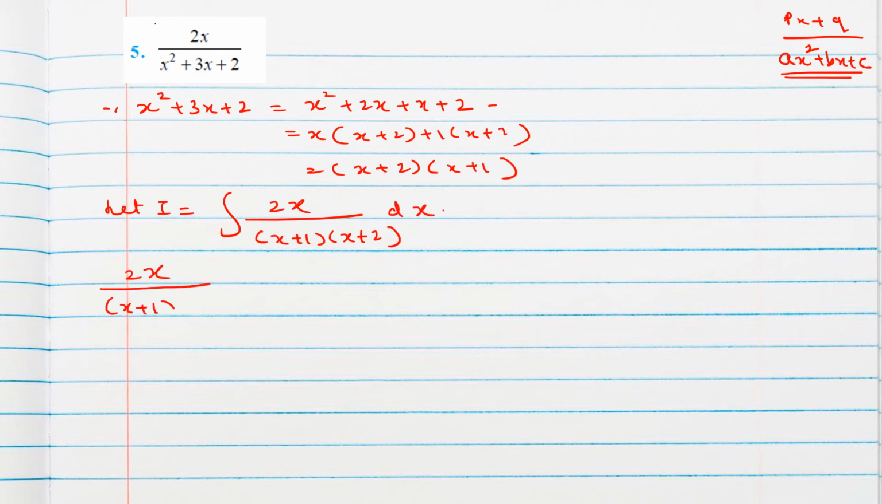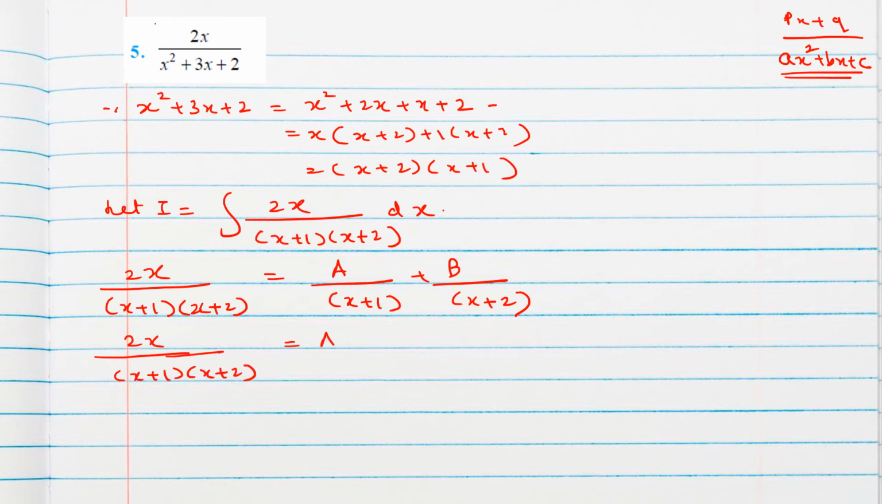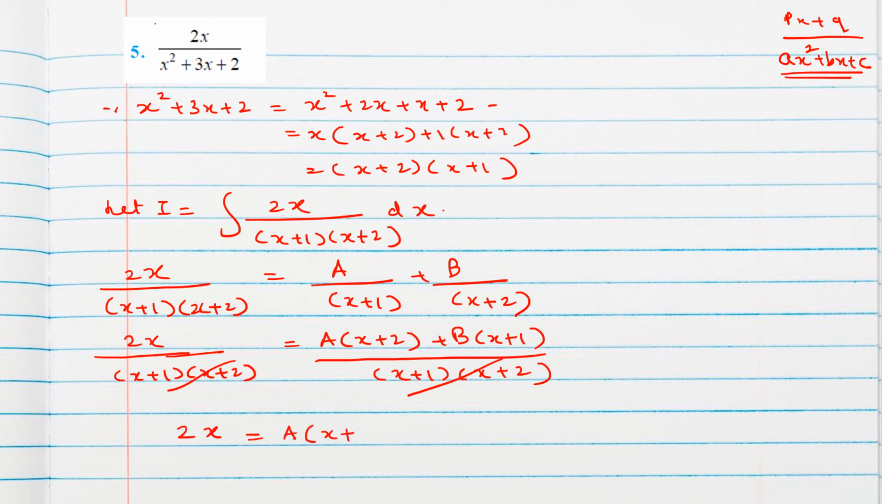We'll write it in partial form, which is a by the first bracket and b by the second bracket. So cross multiply here. b into (x plus 1). So (x plus 1)(x plus 2). So this denominator will go. We'll be left with 2x equal to a(x plus 2) plus b(x plus 1).